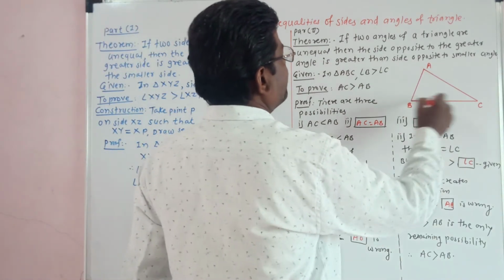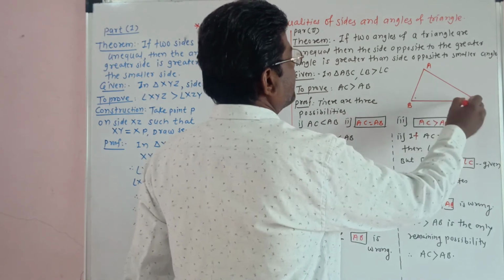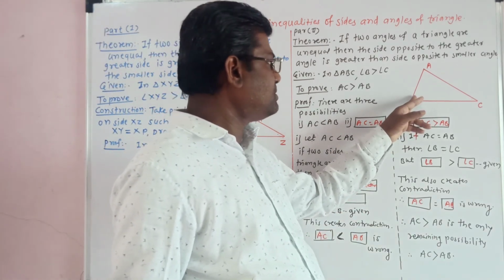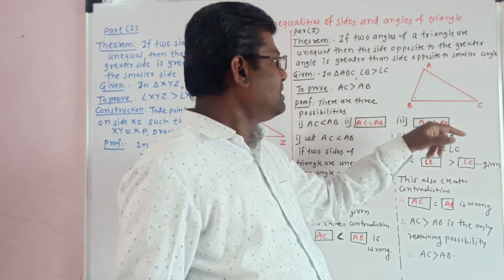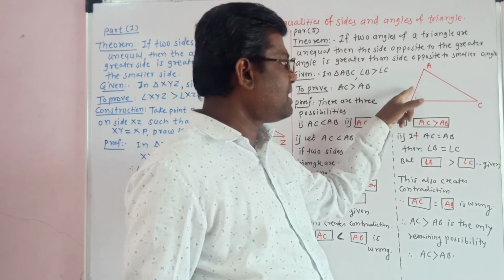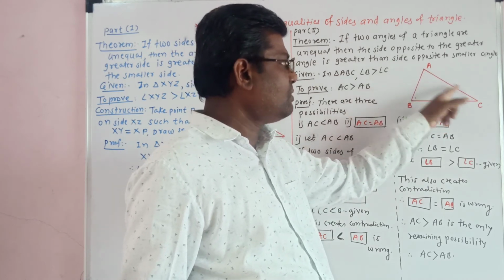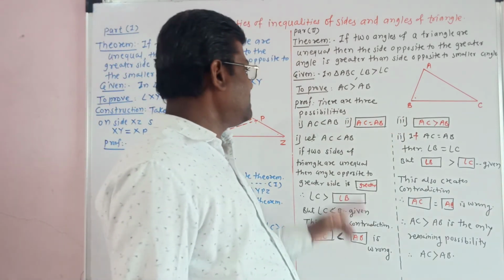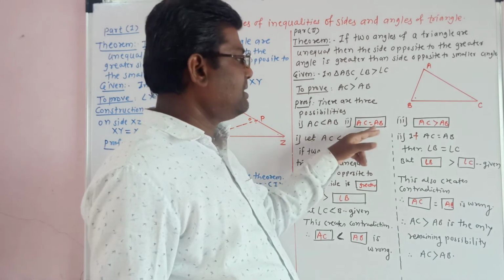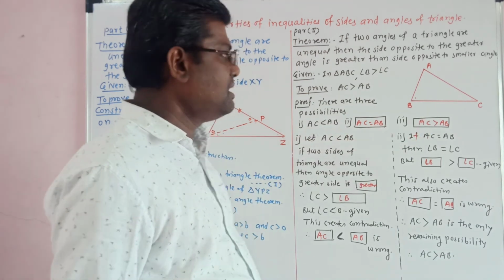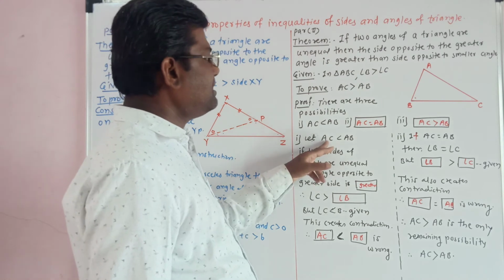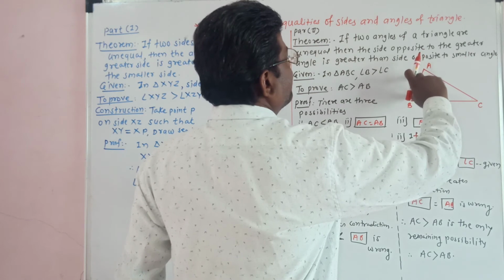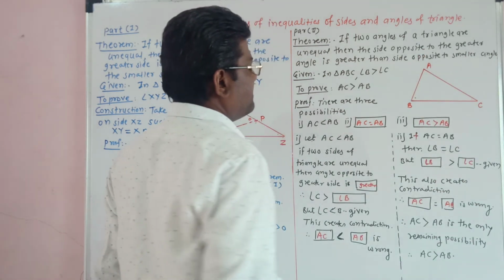In triangle ABC, angle B is greater than angle C, and we have to prove that the side opposite to this greater angle, that is AC, is greater than the side opposite to the smaller angle, that is AB. So we have to prove that AC is greater than AB. There are three possibilities: AC less than AB, AC equal to AB, and AC greater than AB.